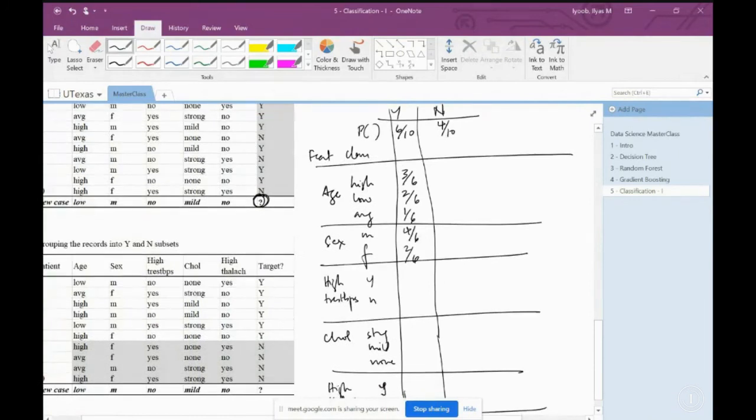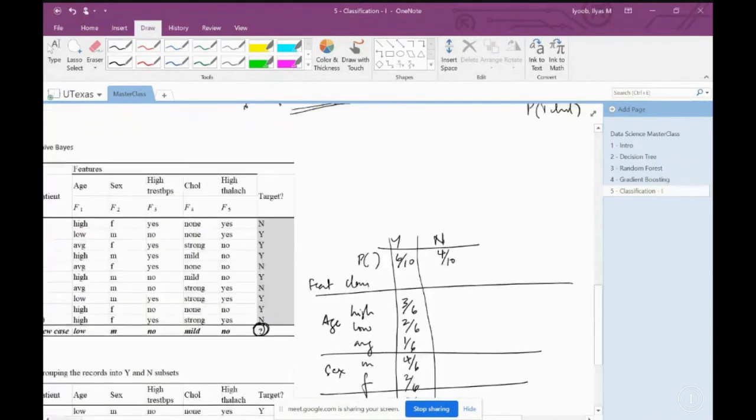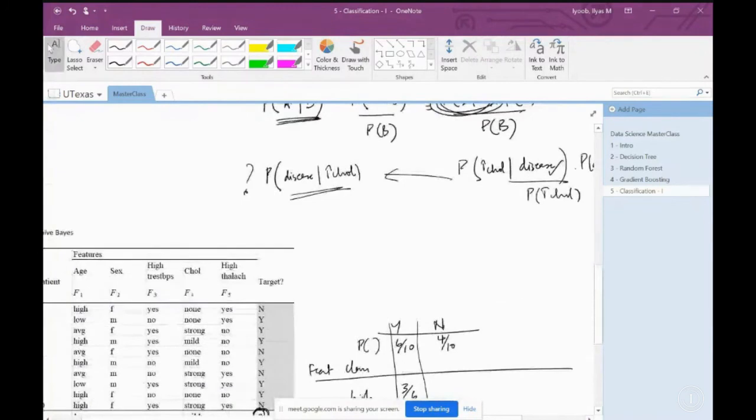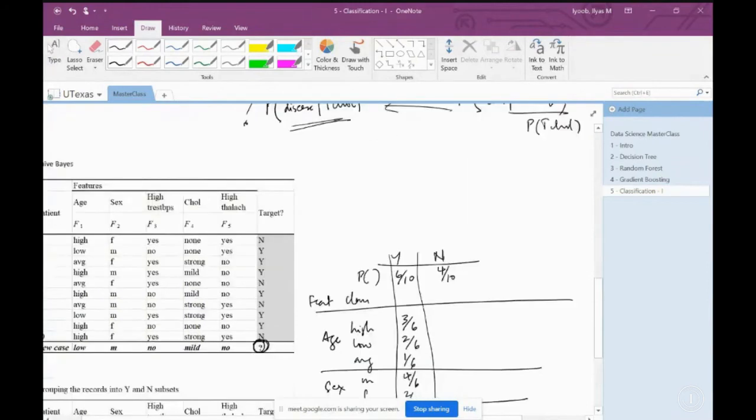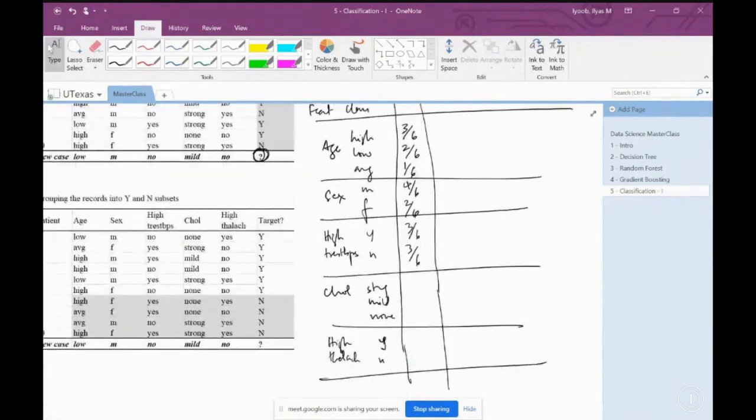Blood pressure, we've got 3 yeses and 3 nos. So remember, what we're actually doing here is essentially calculating these values, right? Given the disease, they had the disease, what is the probability that they had some feature? Okay, that's what we're doing here.